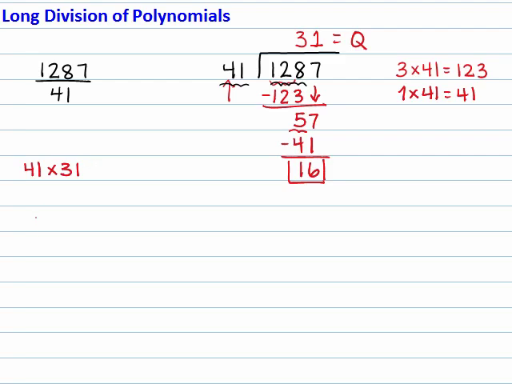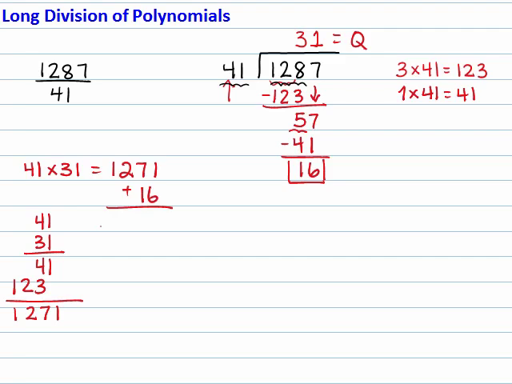Let's do that somewhere. 41 times 31. 1 times 1 is 1, 1 times 4 is 4, 3 times 1 is 3, 3 times 4 is 12. It is 1271, and then I will add the remainder, and the answer should be the original dividend. That is 1287. So I checked my division.